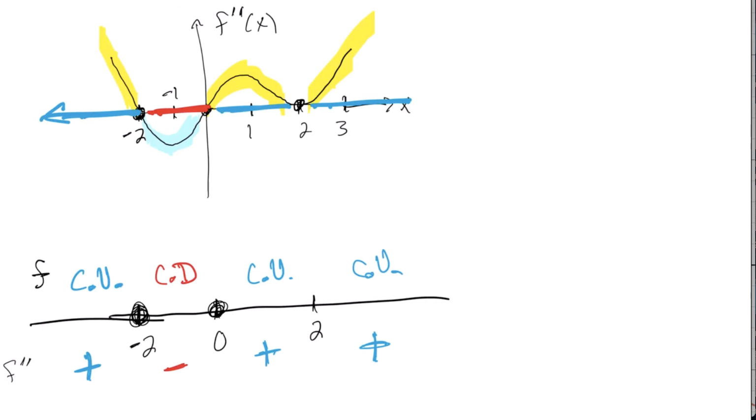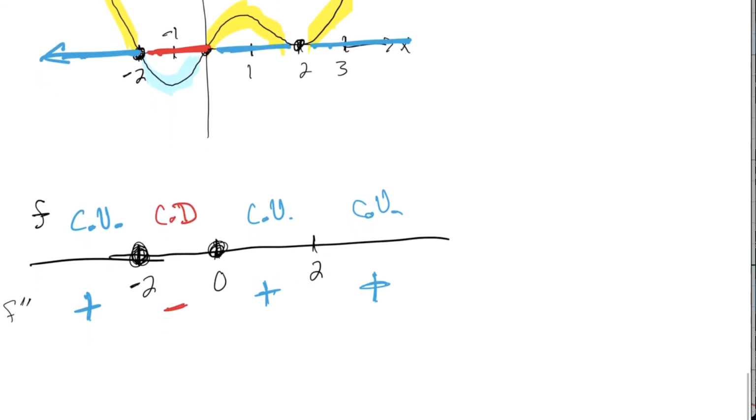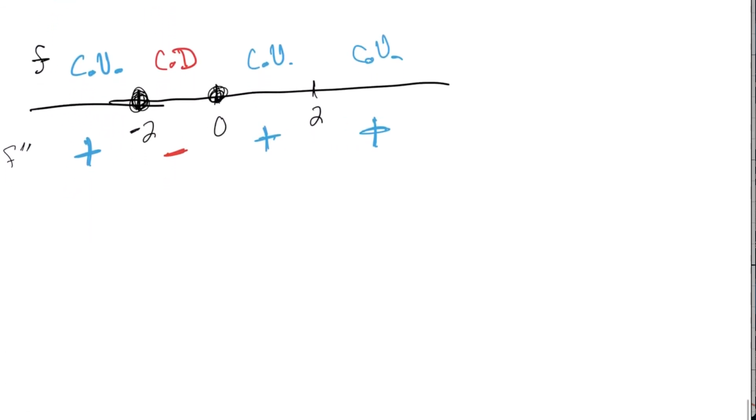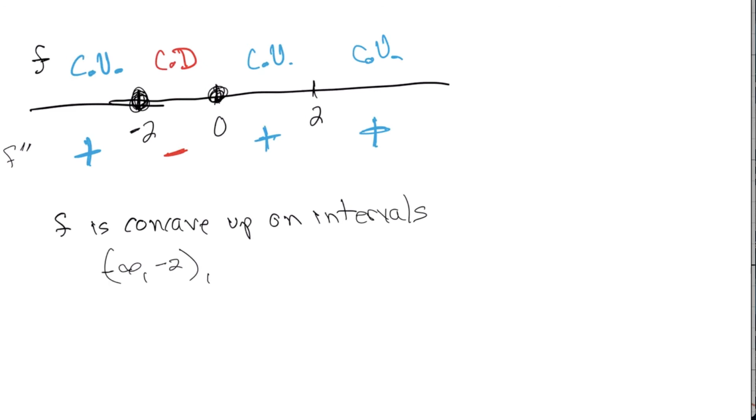So from this little number line that I like to draw, most textbooks call this the second derivative test. But I'm going to go ahead then and list the information we know about the function f. So I'm going to say f is concave up on the interval. I have 3 of them, so I'm going to say plural. So on the interval from -infinity up to -2, between 0 and 2, and then greater than 2.